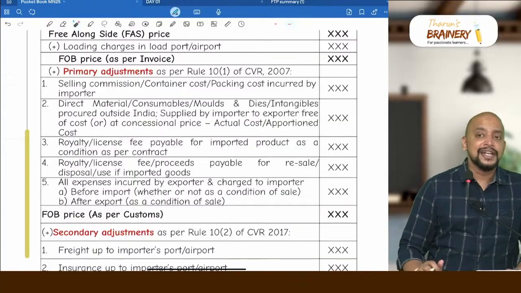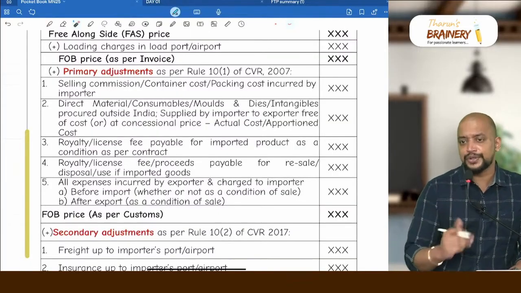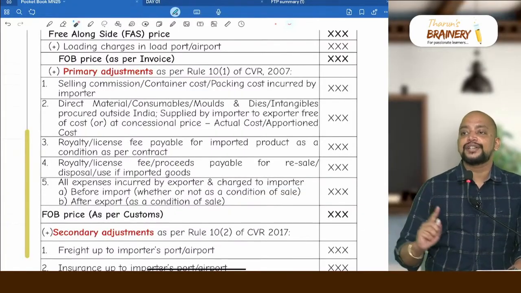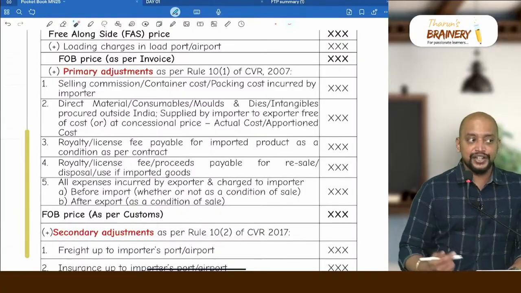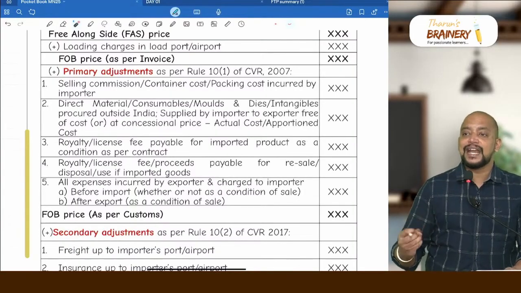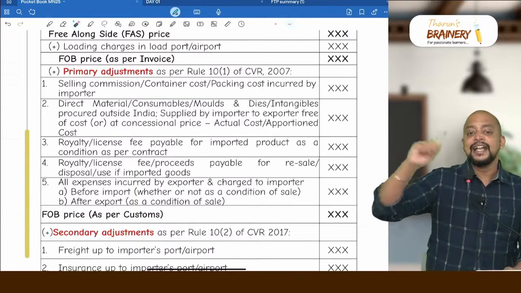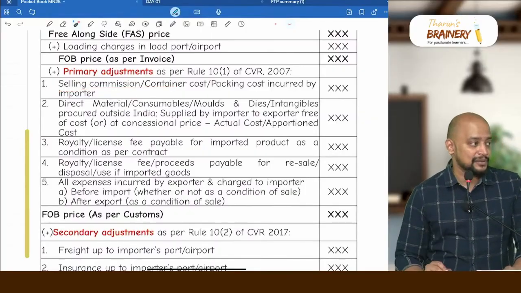Who is the selling agent? Exporter's agent or importer's agent? Who is selling, exporter or importer? Exporter is selling, importer is buying. So the commission paid by the importer to his agent is known as buying commission. The commission paid by the exporter to his agent is known as selling commission. And selling commission is generally paid by the exporter, but if the importer is paying, it's an indirect consideration to the exporter. So due to that reason it should be included in the value, that is selling commission.